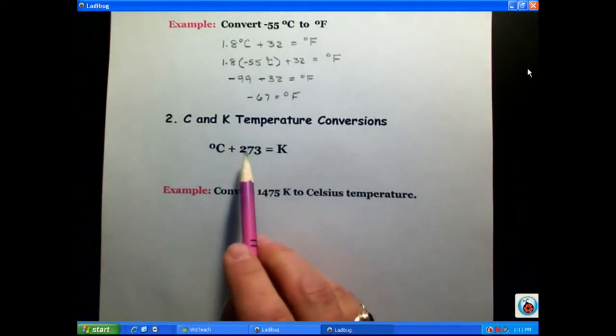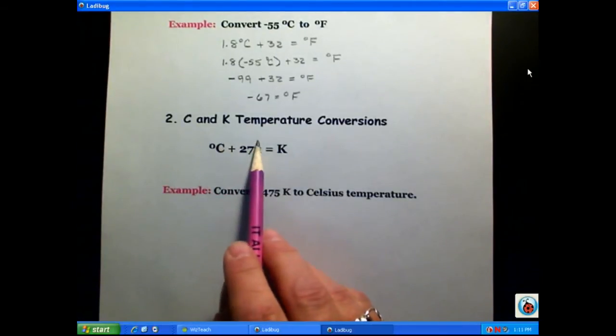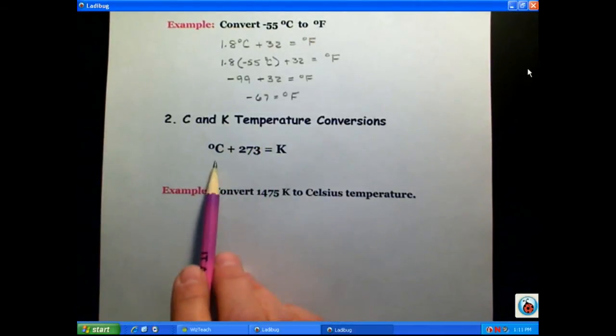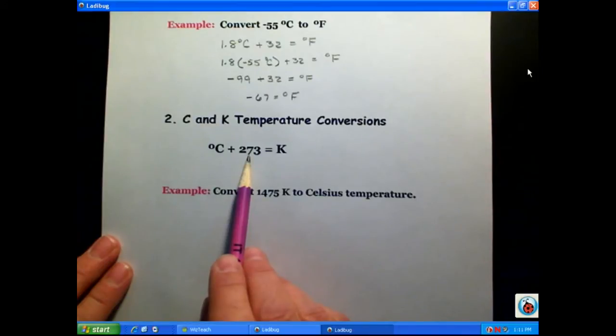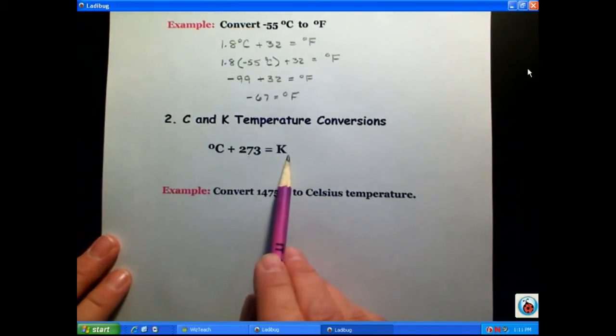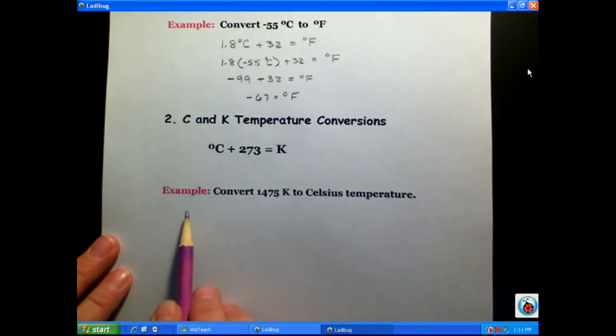Converting Celsius to Kelvin temperature is really easy. All you have to do is take your temperature in degrees Celsius and add 273 to it, and that will give you K, or Kelvin.